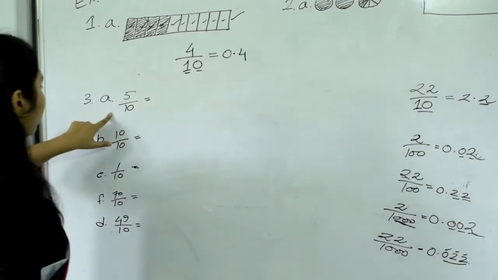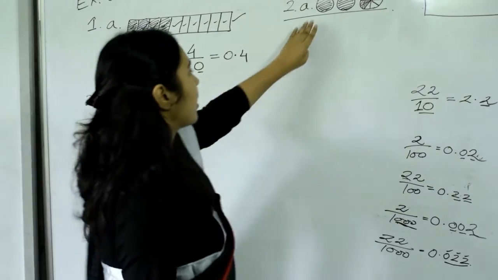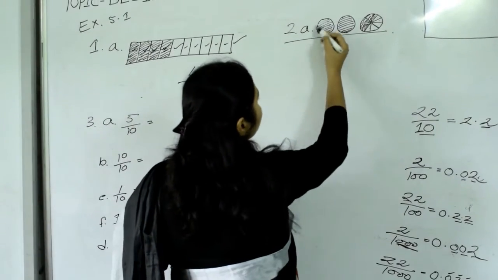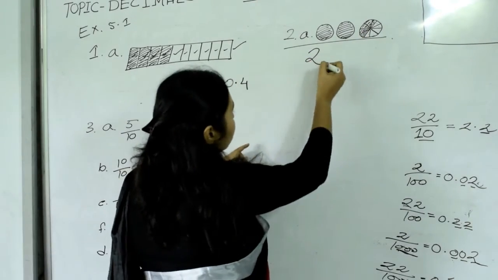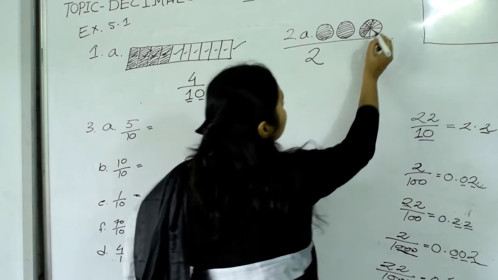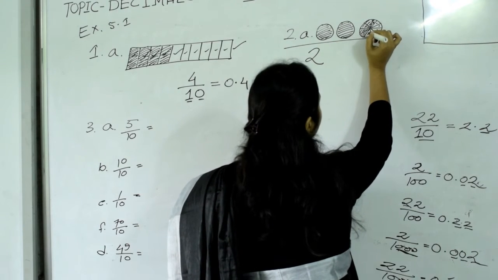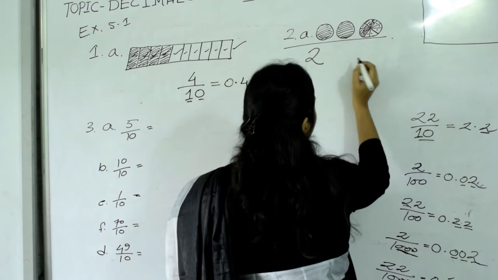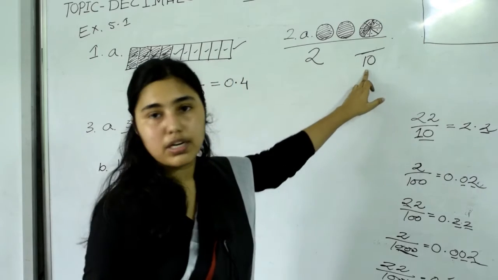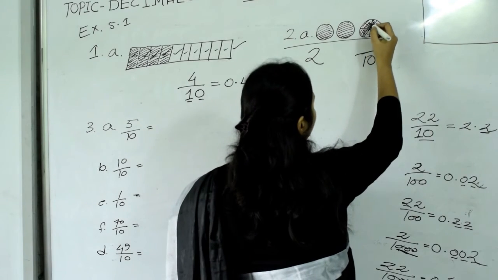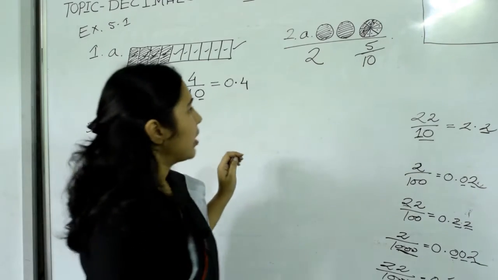Okay, so now look at here. Question number 2. Here we have considered 2 complete wholes, and the total parts 1, 2, 3, 4, 5, 6, 7, 8, 9, 10. So write 10 in the denominator, and we have considered 1, 2, 3, 4, 5. 5 out of 10. Right?